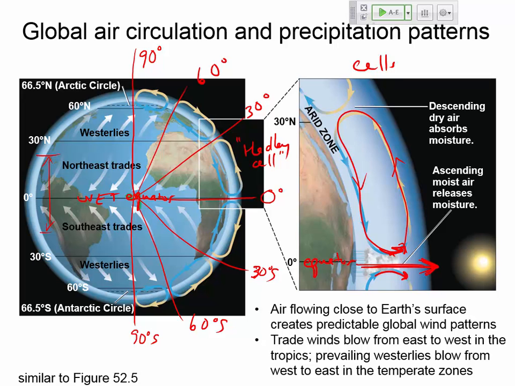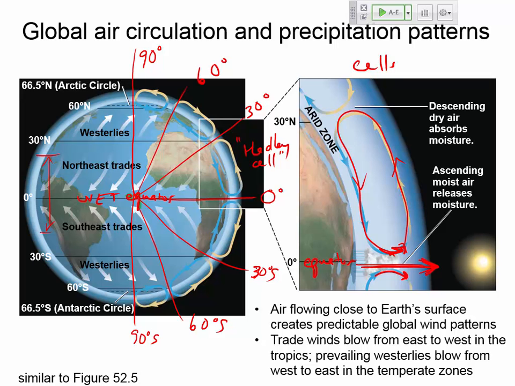Right? But looking at it in side view is a little harder to tell what's going on, so let's go ahead and put this gyre in this location right here. So it's between 0 and 30 degrees. Does that make sense? It's coming up at the equator, up and down at 30, and then back around, round and around and around like this. Okay?